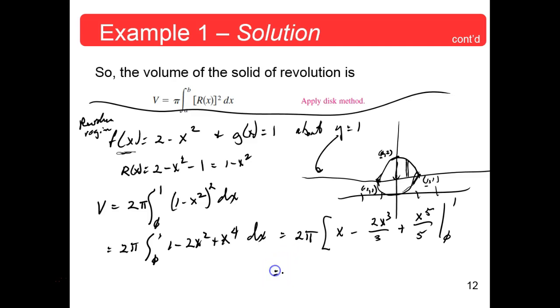All right. It's going to be 2 pi times, what do you get when you plug in a 1? 1 minus 2/3 plus 1/5. What happens when you plug in a 0? It all goes to 0. Okay, so I like doing it that way. That's why I didn't want to do it from -1 to 1. More work and not as much fun.